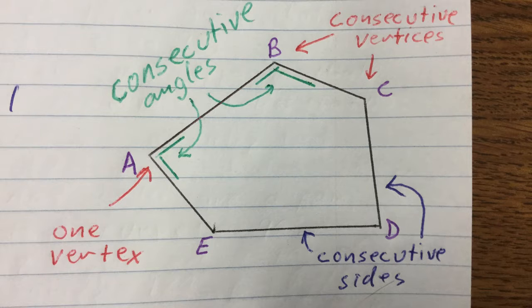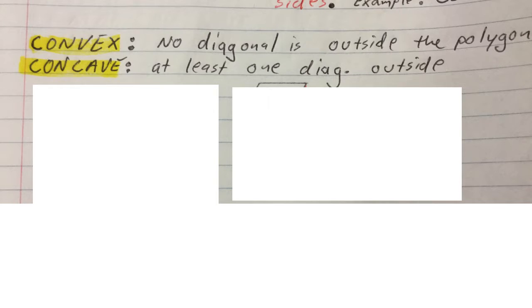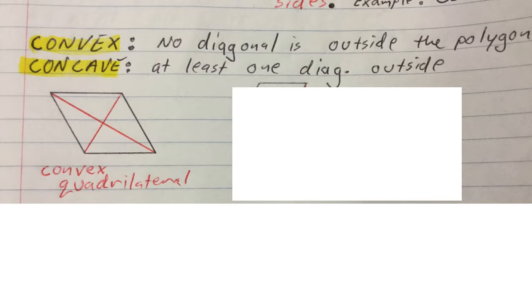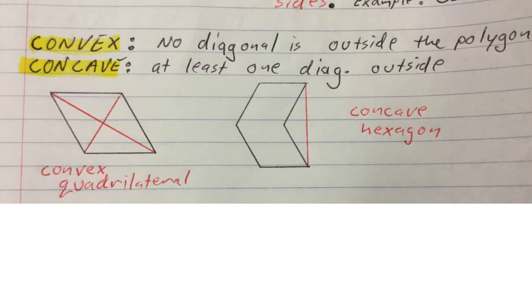Some other definitions with polygons. We can have convex or concave polygons. A convex polygon is one in which no diagonal is outside of the polygon. And by a diagonal, I mean connecting endpoints across the polygon. So this thing would be convex because none of the diagonals are outside. And here would be concave because if I connect those 2 vertices, that diagonal is outside of the polygon.